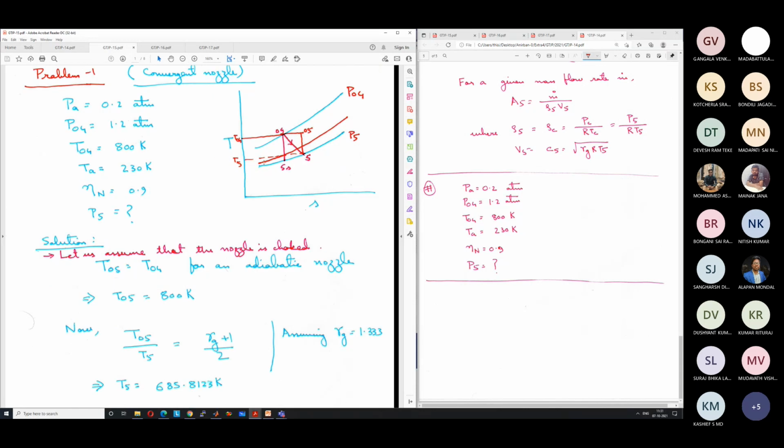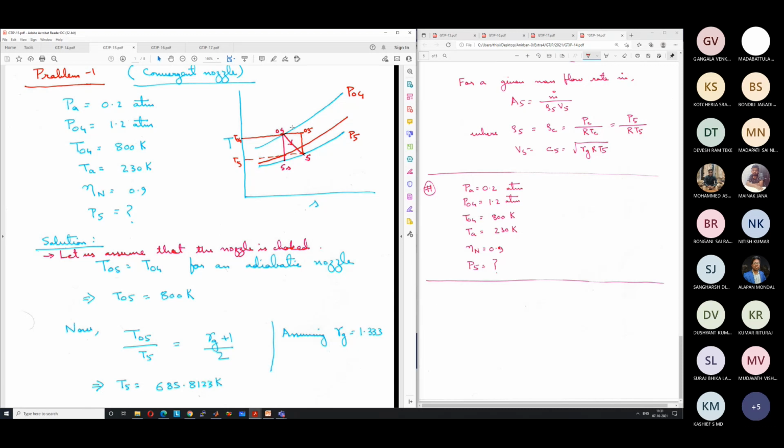So whatever we just discussed, T04 will be equal to T05, because the stagnation properties remain the same. You have to be very clear. You should not just memorize that the stagnation property remains the same. Why is this the same? This comes from the first law of thermodynamics, because there is no heat exchange and work exchange.